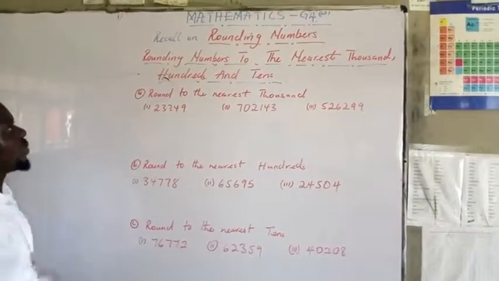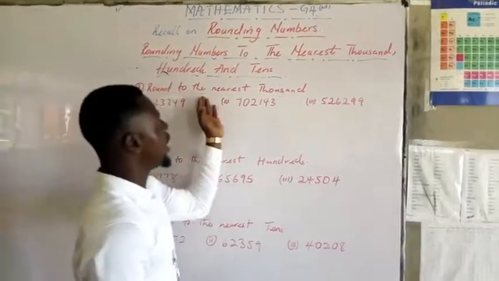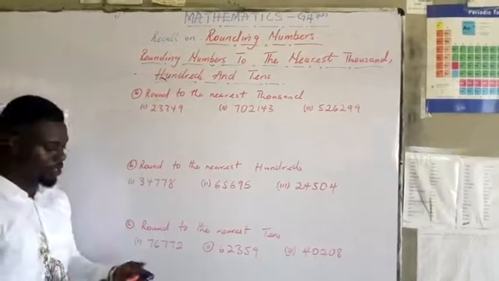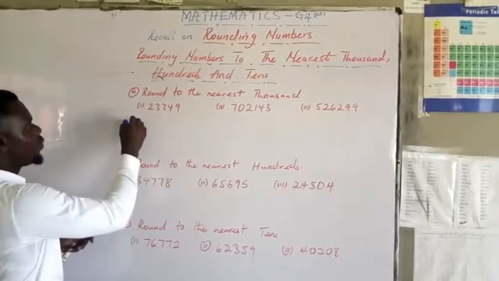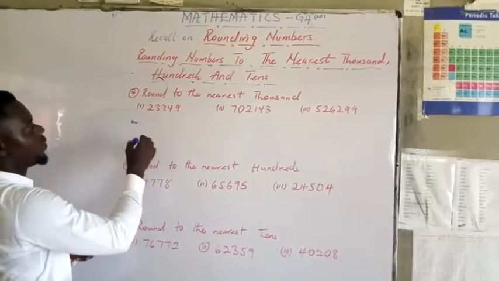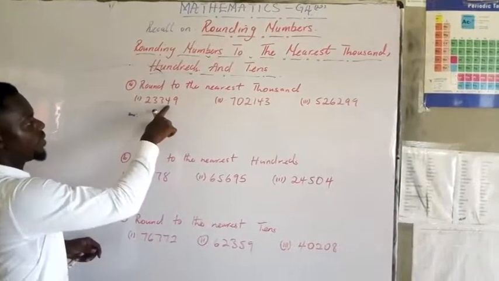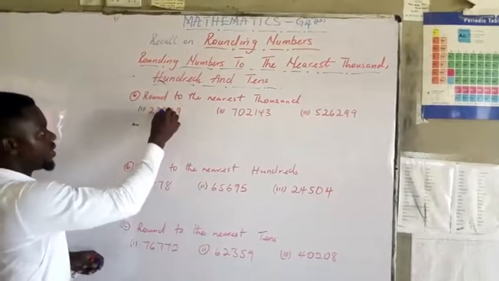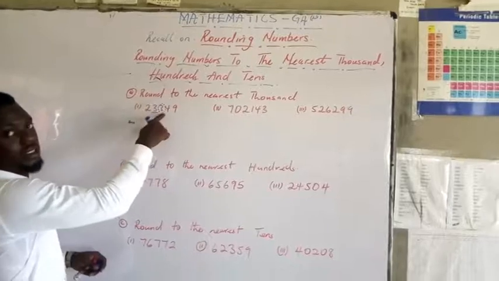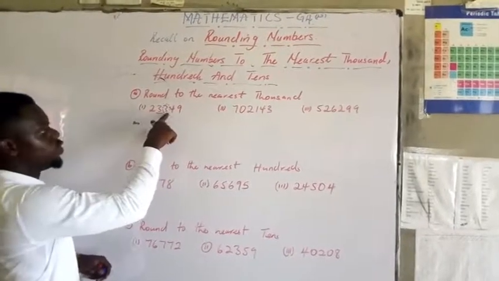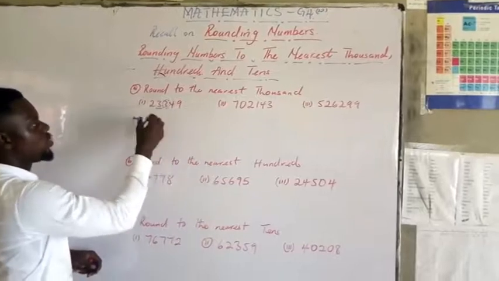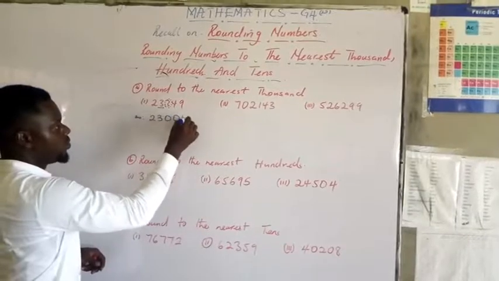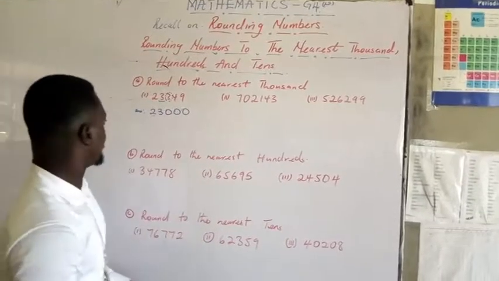So let's look at our first question. We have A, round to the nearest 1,000. These 3 numbers, you are going to round to the nearest 1,000. So let's round it quickly. Where is 1,000? We have ones, tens, 100, and 1,000. So this is our 1,000. Check the digit behind. The digit behind is 3. So that is the second rule. If it is 3, you change this digit and the rest to 0. So our answer is going to be 2, 3, 0, 0, 0. Good. So we are done with our first one.